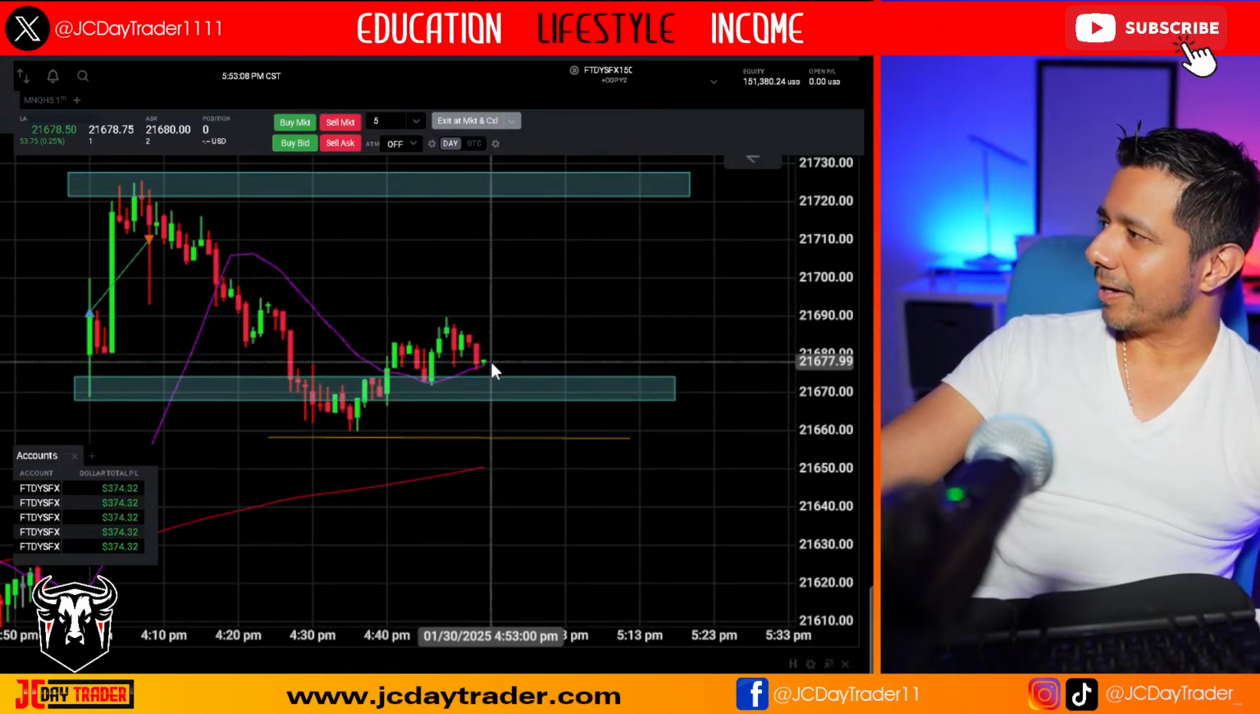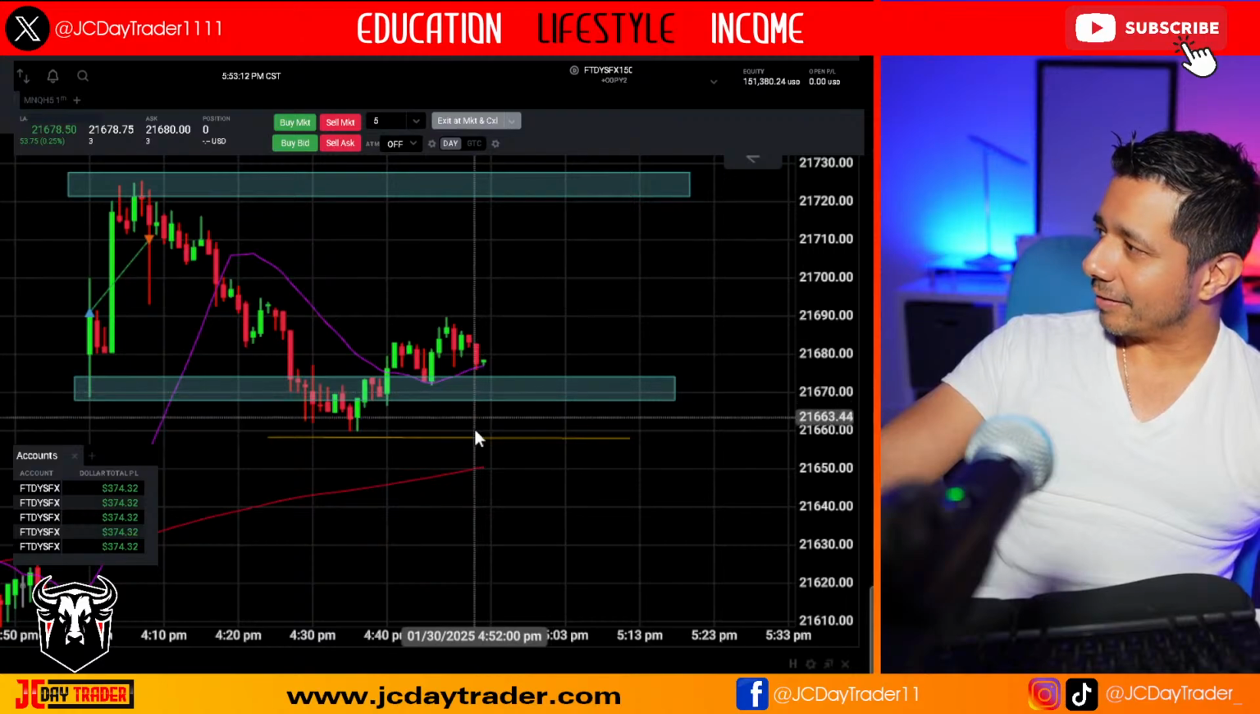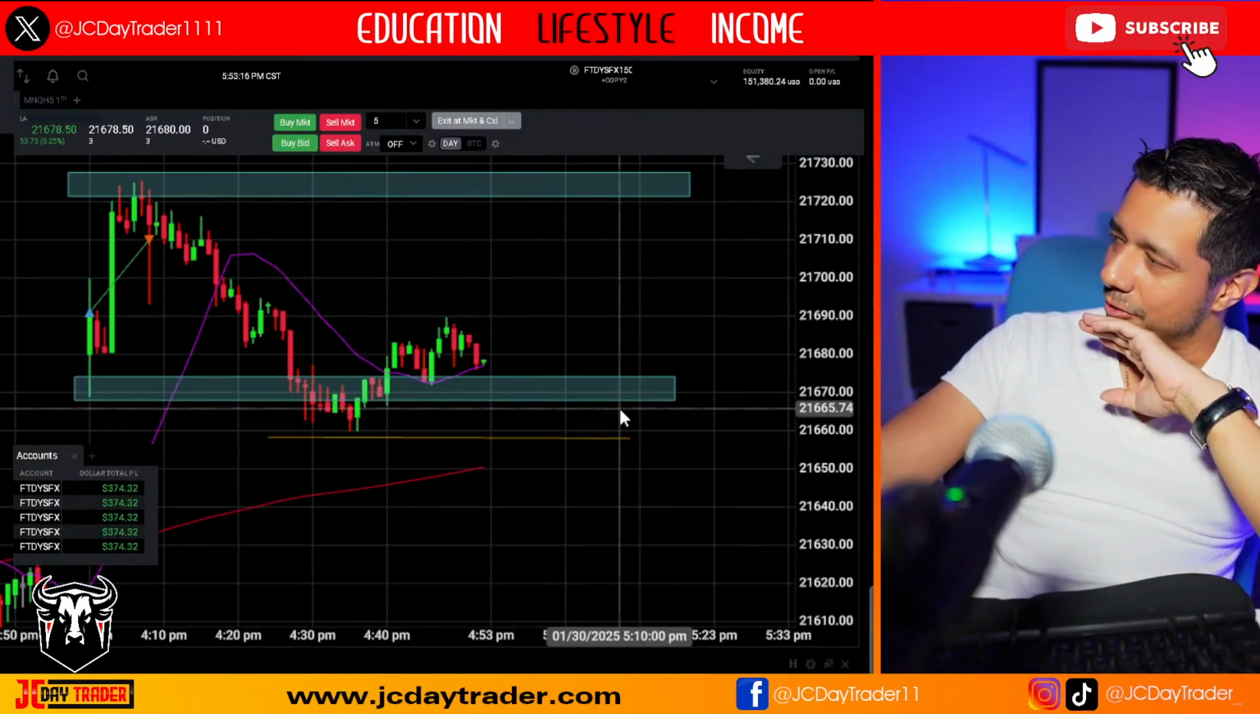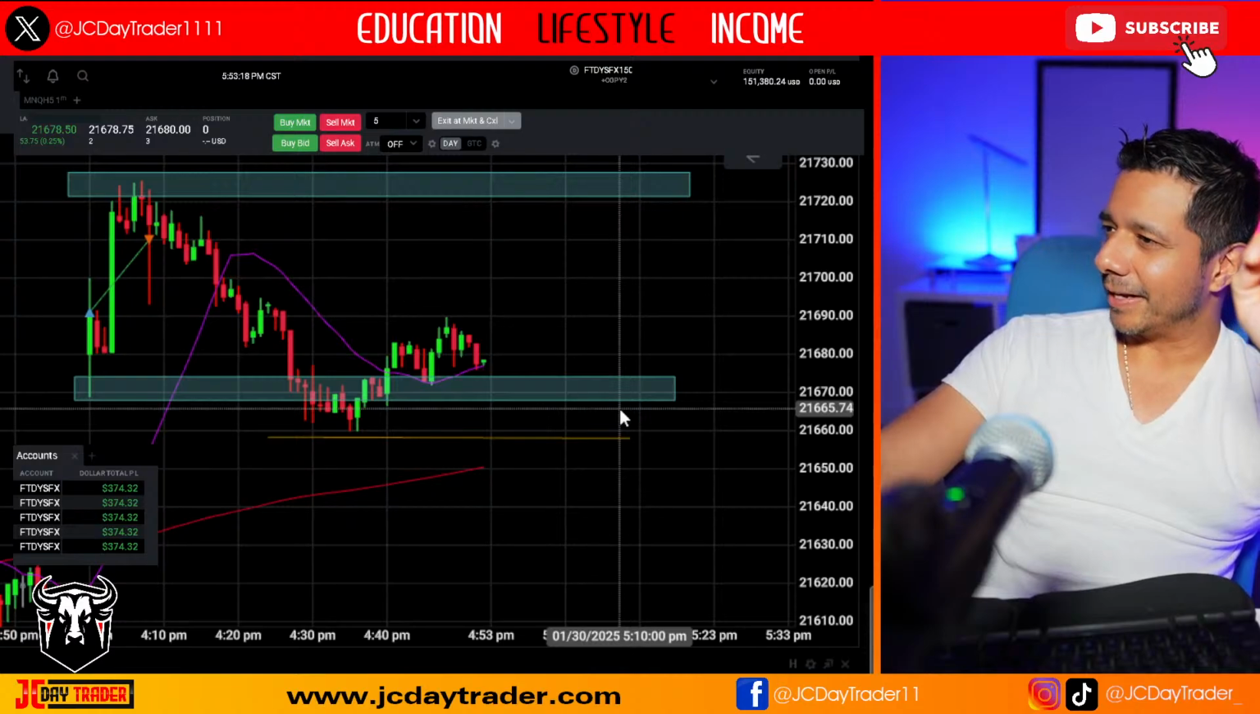20 is providing support. I'd like to see the break of that nice little flush and then see how this support resolves itself. Then I'll consider the long.